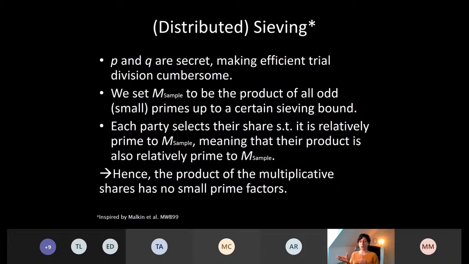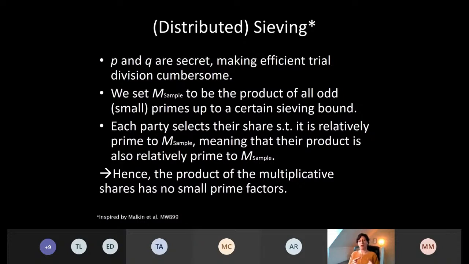This part of our protocol is inspired by an older work of Malkin and others, and you may also find it in the literature as constructive sampling. Distributed sieving and constructive sampling are used interchangeably in our paper. So how can we find P and Q that have higher chances of being prime without doing trial division? Well, this is where the distributed sieving comes into play.